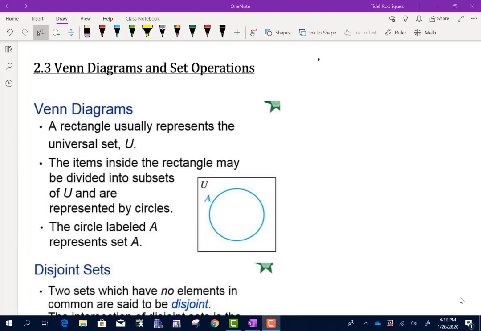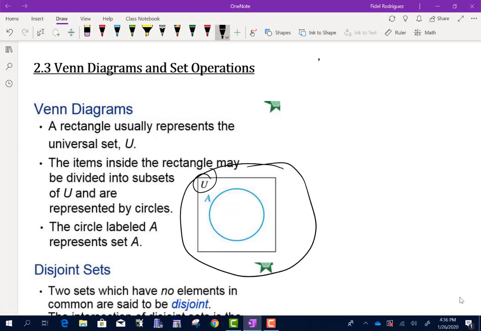All right, so guys, section 2.3 is Venn diagrams and set operations, okay? So a Venn diagram, guys, typically is going to look something like this. It's going to have this big square rectangle. We're going to call that the universal set. And inside that universal set, we're going to have smaller sets or subsets, okay? So here we have the set A.